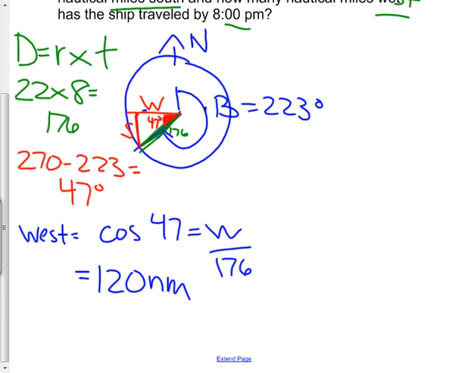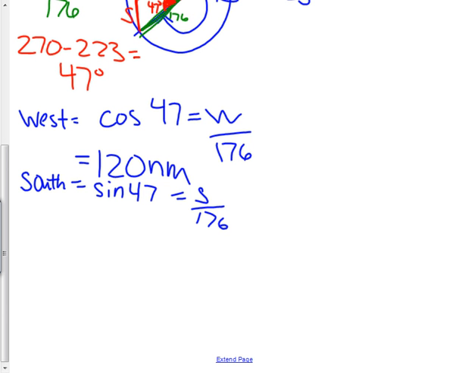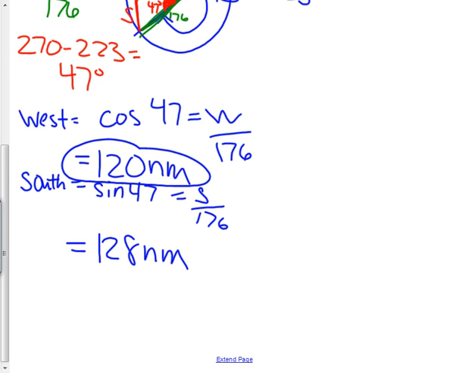Now for the last part of the question, we have to find south. How many nautical miles south did they go? And that would be south is equal to, so now we can use sine. So we can say sine of 47 is equal to S over 176. And what does that come out to equal? 128. So that'd be 2 answers for that problem.